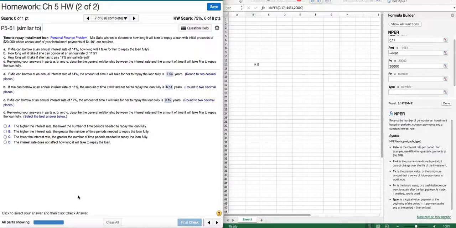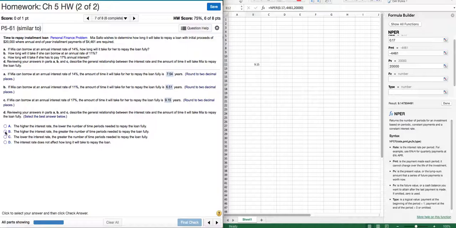Okay, then just in reviewing those answers in A, B, and C, we're going to describe the general relationship between interest rate and the amount of time it will take to repay the loan fully. So let's look at option A. The higher the interest rate, the lower the number of time periods needed to repay the loan. Well, that's not correct, because as the rate went up, it's taking us longer to pay the loan back.